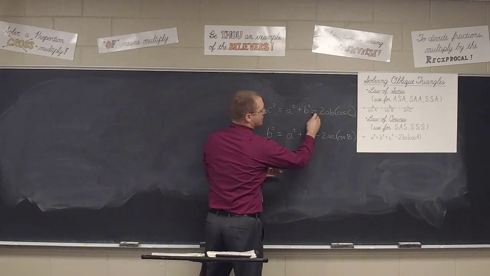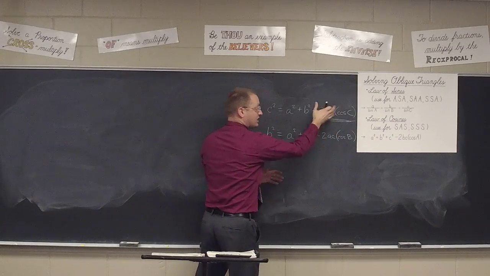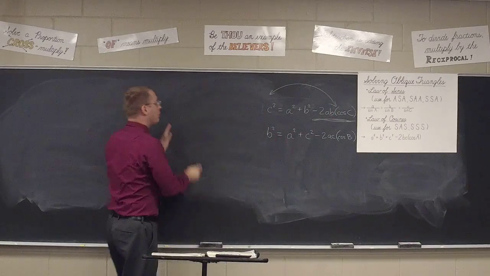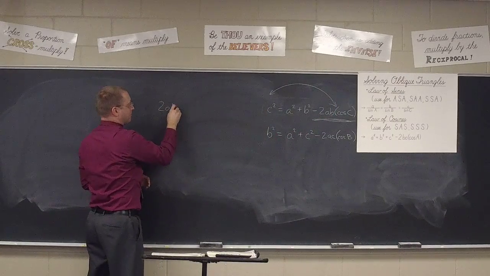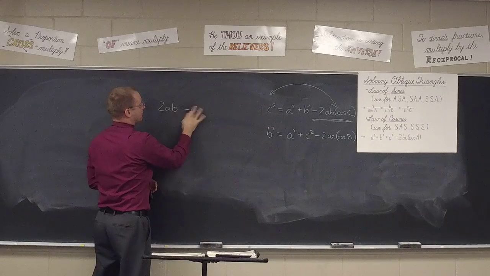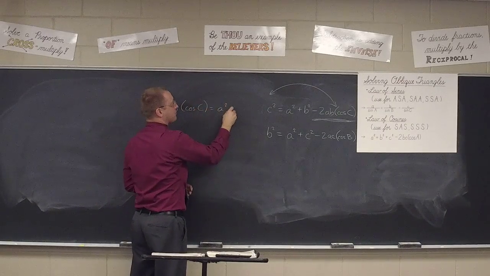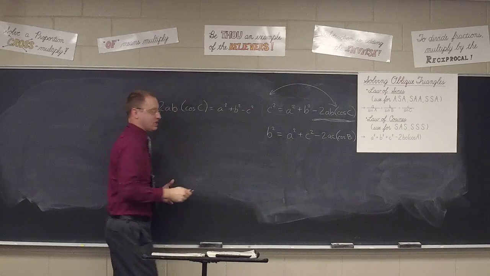Well, I would take this entire chunk here, since it's negative, and double swap it with the c squared, which would give me, don't write this down yet, 2ab times the cosine of c is equal to a squared plus b squared minus c squared. So far, so good.